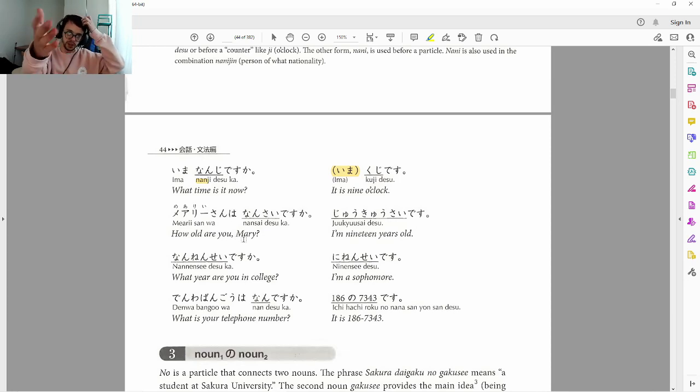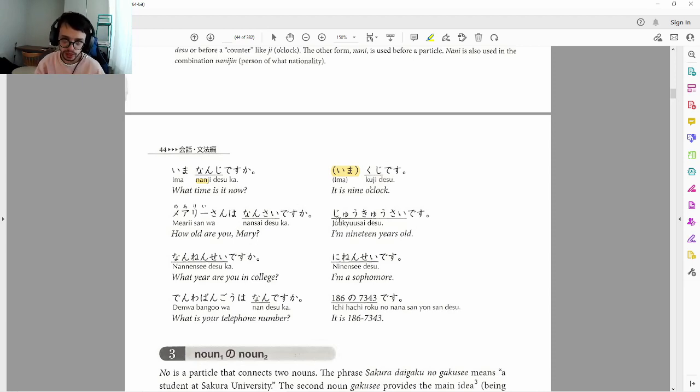So if I'm talking to Mary, I say Mary-san wa nansai desu ka? And this was pointed towards Mary. It would be how old are you? But if I'm asking a third party, Mary-san wa nansai desu ka? It would be how old is Mary? How old is she? In that sense, right? Slight difference. So here it's how old are you? And then if you're talking to a third party, it could be how old is. But meaning is basically the same, right? We're trying to find out Mary's age.